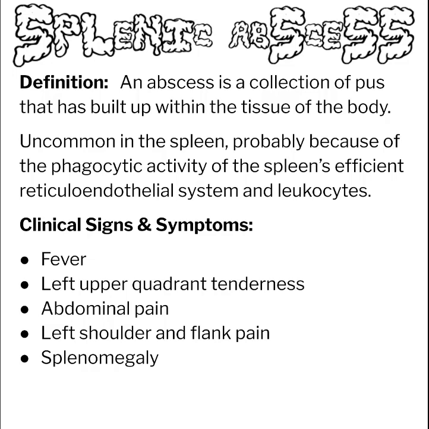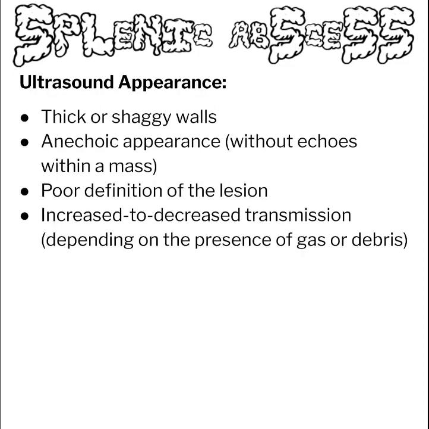As with abscesses anywhere else in the body, the patient is going to have very classic infectious symptoms, including fever. Because our discussion revolves around this possibly being in the spleen, they are going to present with left upper quadrant tenderness. They might have some other abdominal pain, some referred pain through their left shoulder and along the left side, and of course splenomegaly.